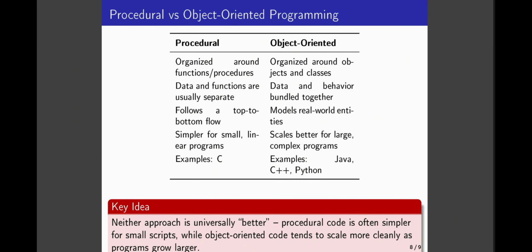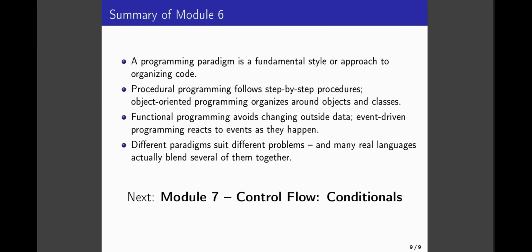Object oriented programming, on the other hand, is organized around objects and classes. Data and behavior are bundled together. It models real world entities more naturally. It scales better for large, complex programs, and examples include Java, C++, and Python. And neither approach is universally better. Procedural code is often simple for small scripts, while object oriented code tends to scale more cleanly as programs go larger and more complex.